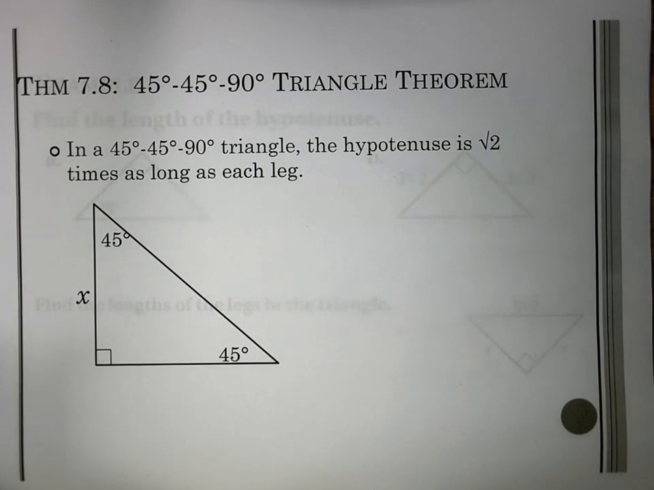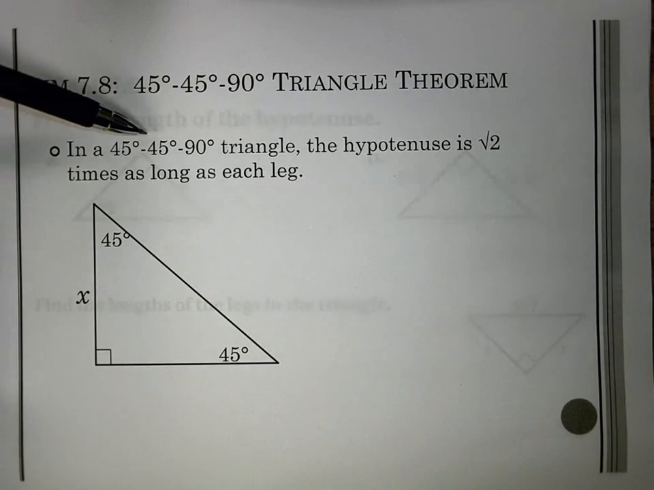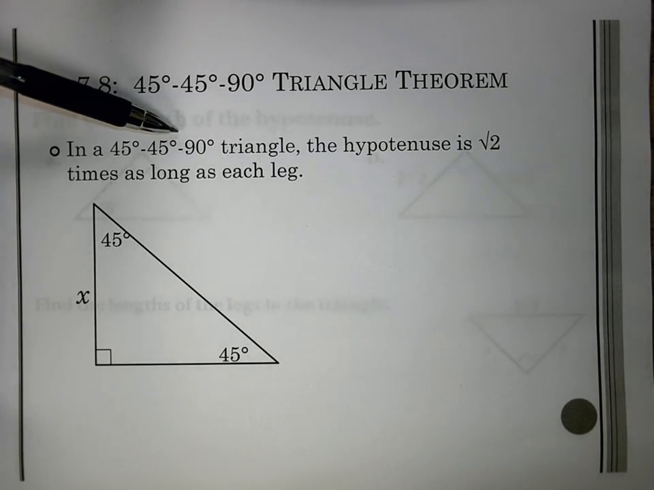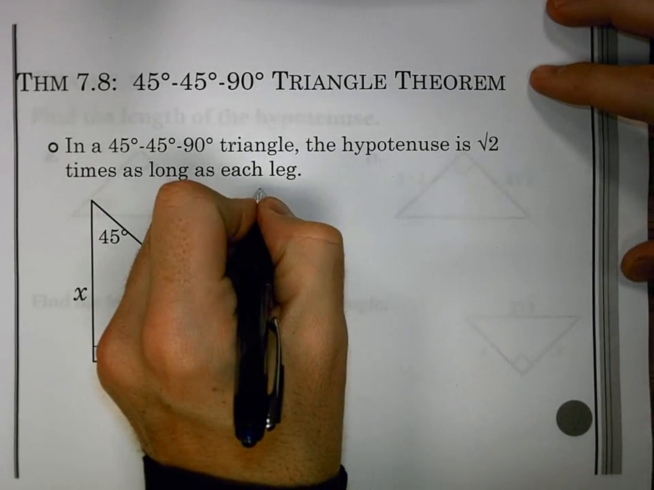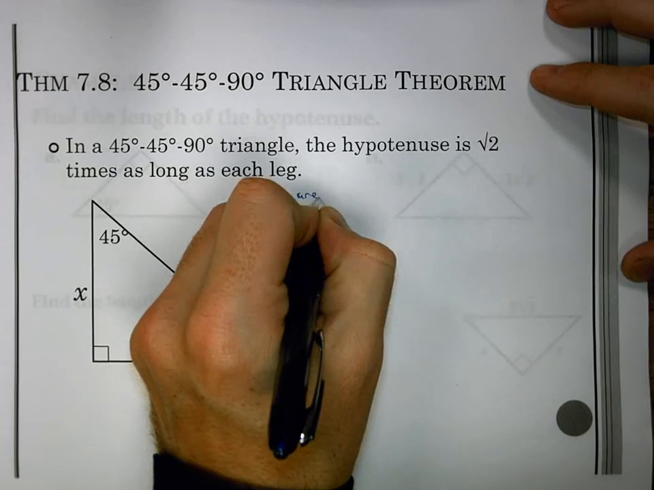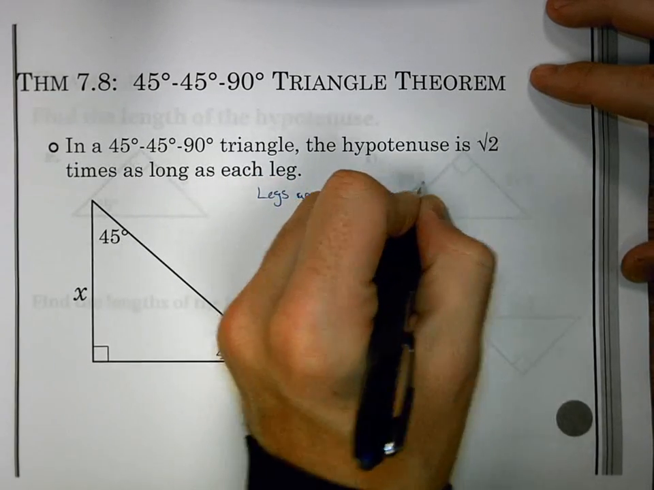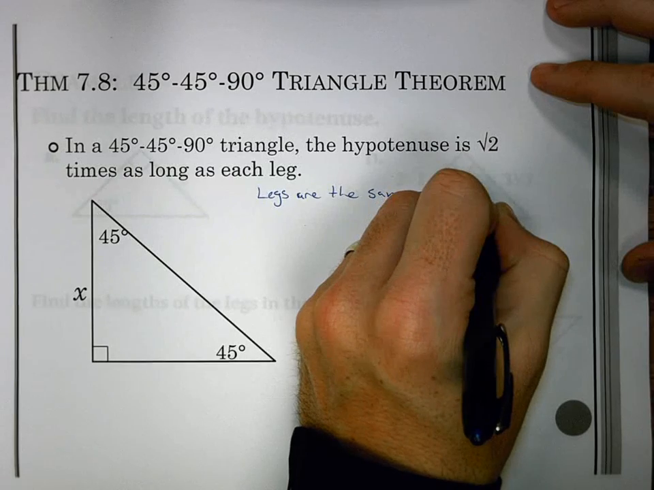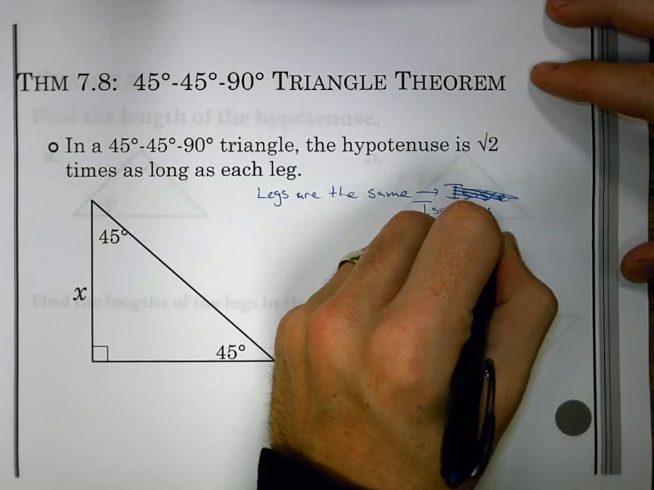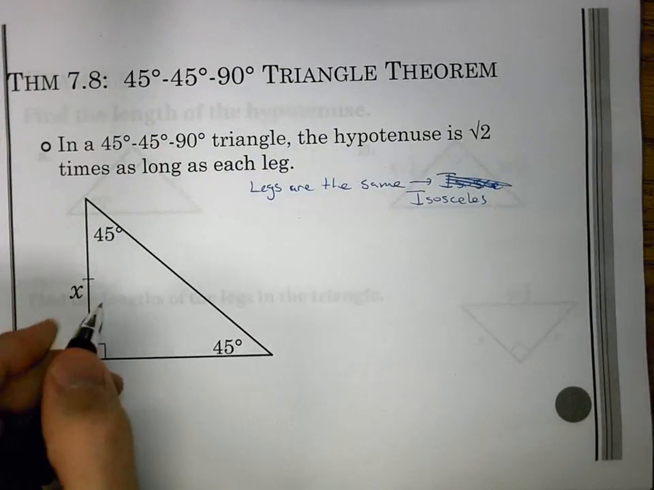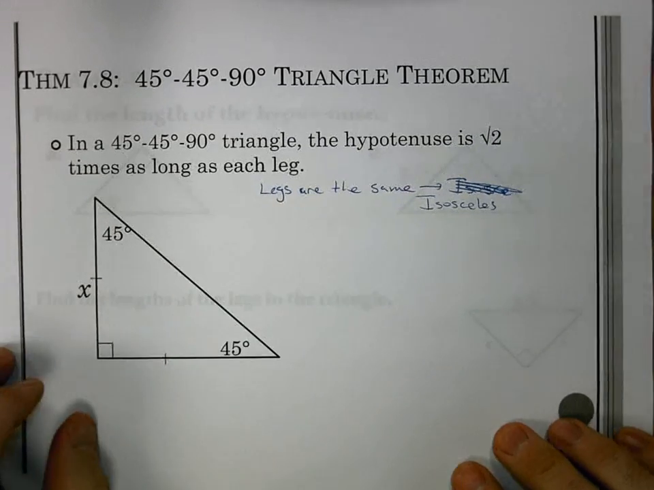That tells us in a 45, 45, 90 triangle, the hypotenuse is radical 2, or root 2, times as long as each leg. So, first off, we talk about 45, 45, 90. We're saying it's a 45 degree, 45 degree, 90 degree triangle. These will all work the same way. The first thing we know about these triangles is the legs are the same, which hopefully we know means it is isosceles. Which is nice because whatever the value of that leg, it will be the same for the other.